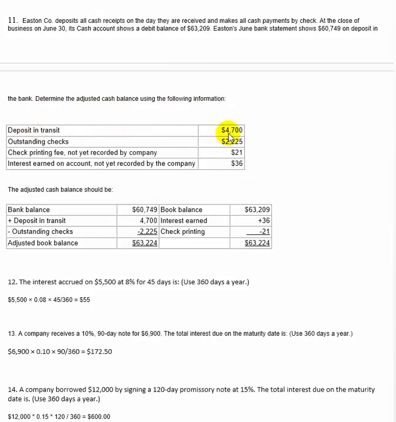Deposits in transit, $4,700. We will add those to the bank side. And outstanding checks, $22.25. We'll subtract those from the bank side. Check printing fee, not yet recorded by the company, $21. We will subtract this from the book side. And interest earned on account but not yet recorded by the company, $36. We will add that to the book side. And then we combine all these pieces, we get $63,224 on the book side, and all of these combined together on the bank side gets $63,224.